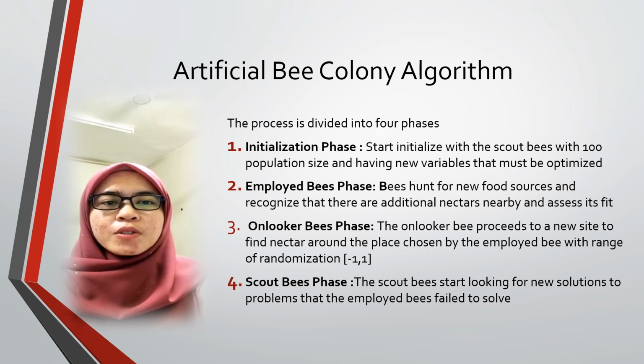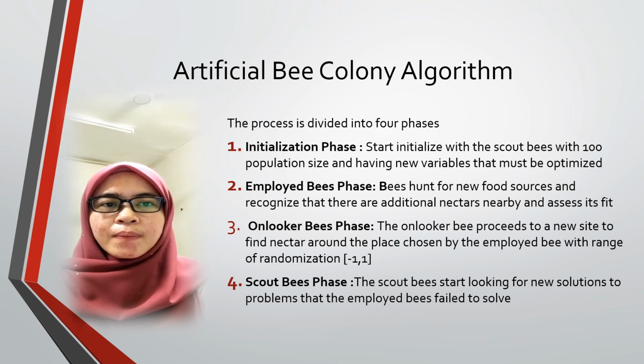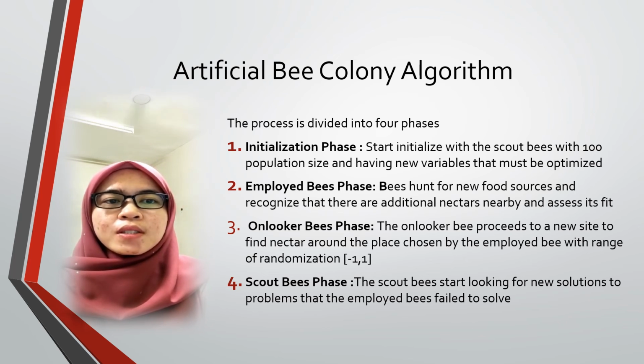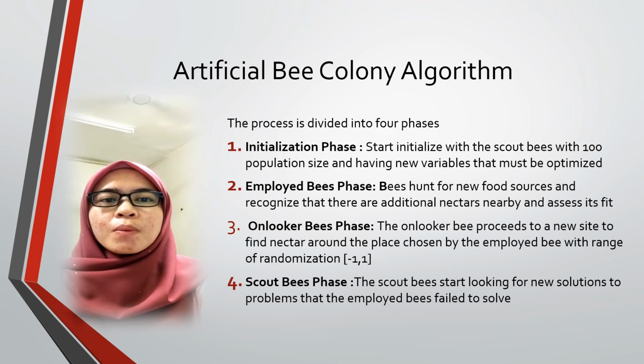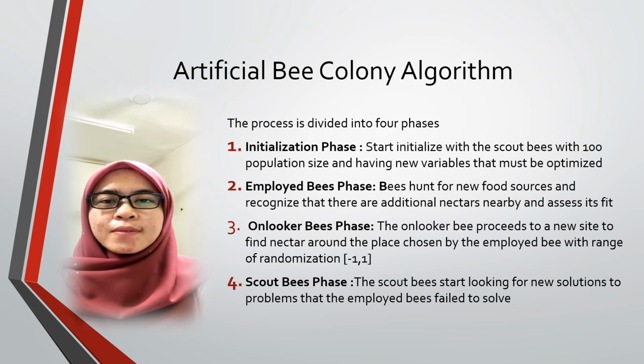Second, employed bees phase. Employed bees hunt for new food sources and recognize that there are additional nectars nearby, and the goodness of the food is determined. Third, onlooker bees phase. Onlooker bees select food sources based on probability values calculated using the fitness value of employed bees. And the last one, scout bees phase. The scout bees who abandon their food sources will start looking for new solutions to problems that the employed bees failed to solve previously.